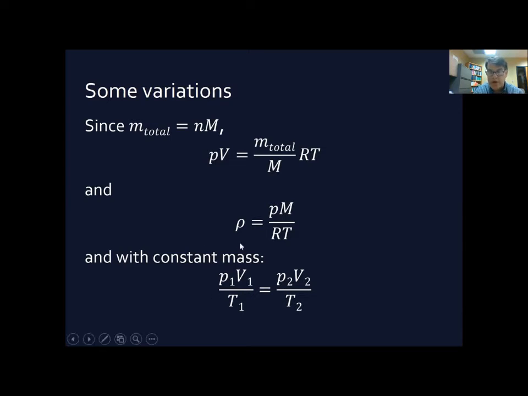And so we have this equation that for any PV over T, it's going to equal any other PV over T. These numbers are going to adjust themselves in order for this to be equal. So if you increase the pressure, then you're either going to have to increase the temperature, or you're going to have to decrease the volume in order for it to remain constant. So some interesting variations upon the PV equals nRT equation here.